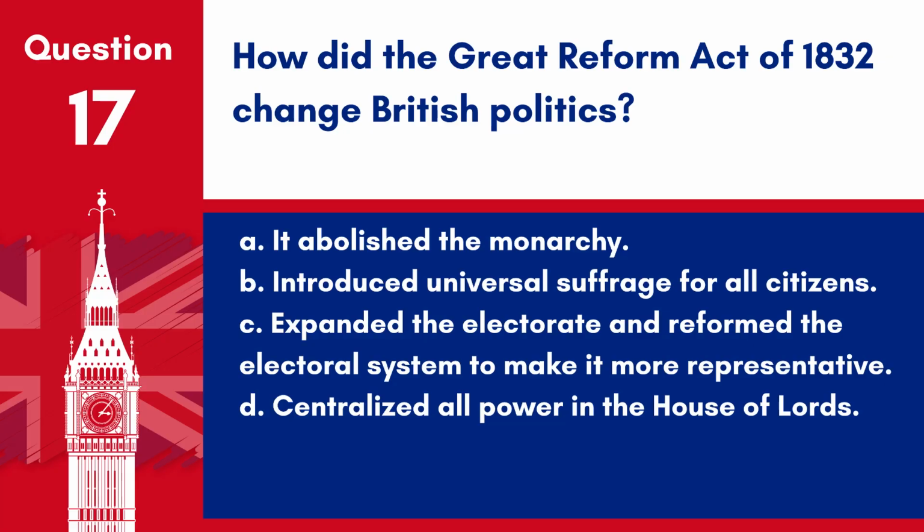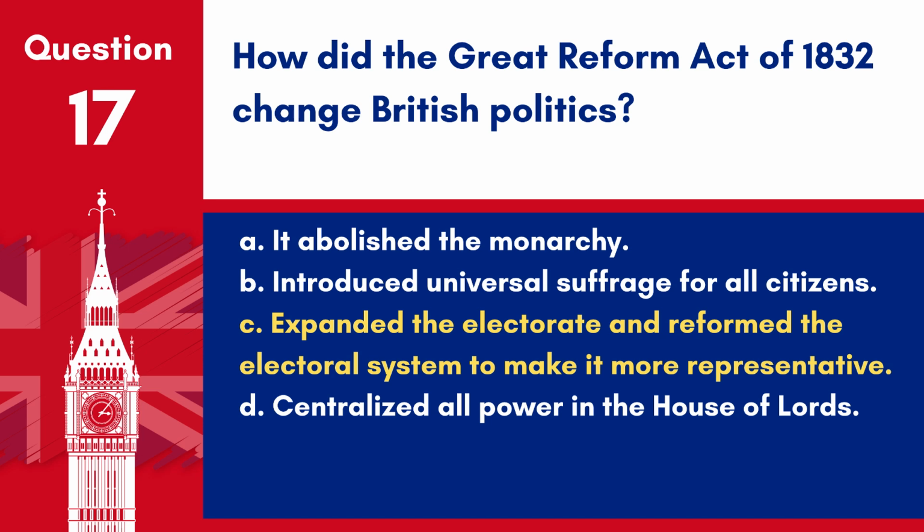Question 17. How did the Great Reform Act of 1832 change British politics? A. It abolished the monarchy. B. Introduced universal suffrage for all citizens. C. Expanded the electorate and reformed the electoral system to make it more representative. D. Centralized all power in the House of Lords. Answer: C. Expanded the electorate and reformed the electoral system to make it more representative.